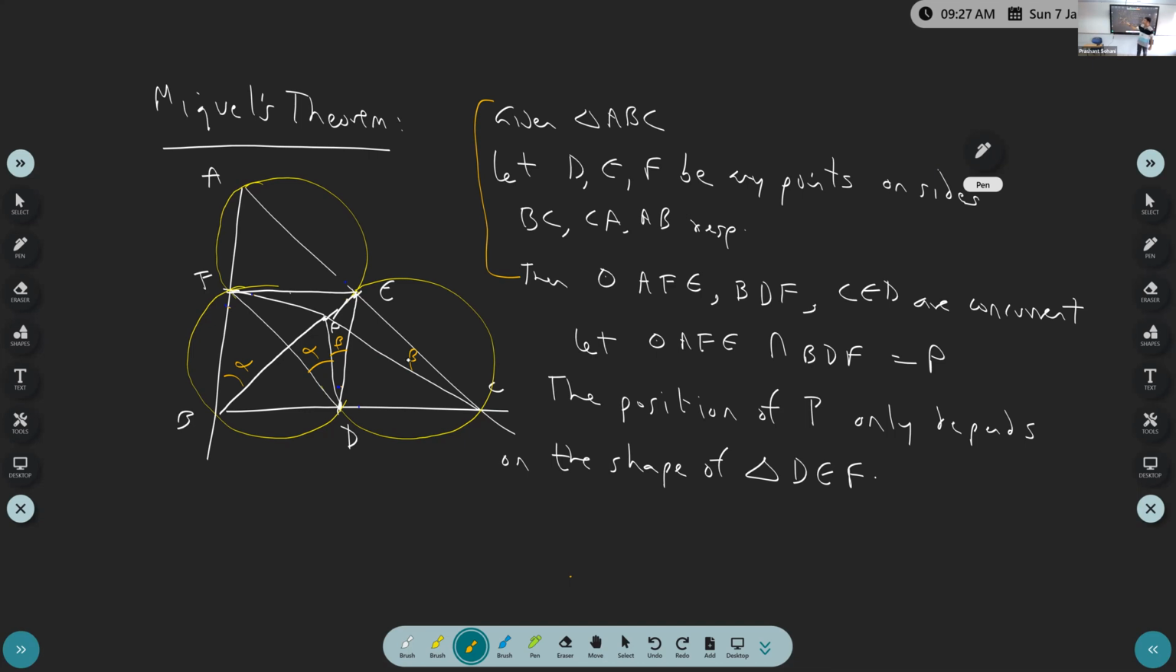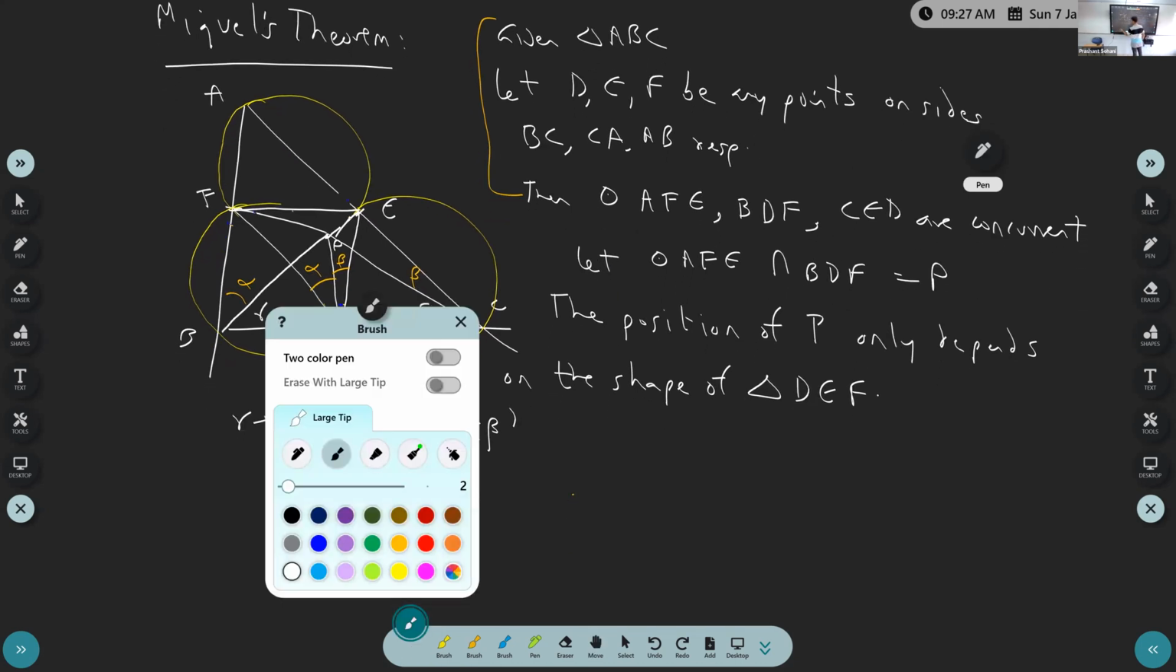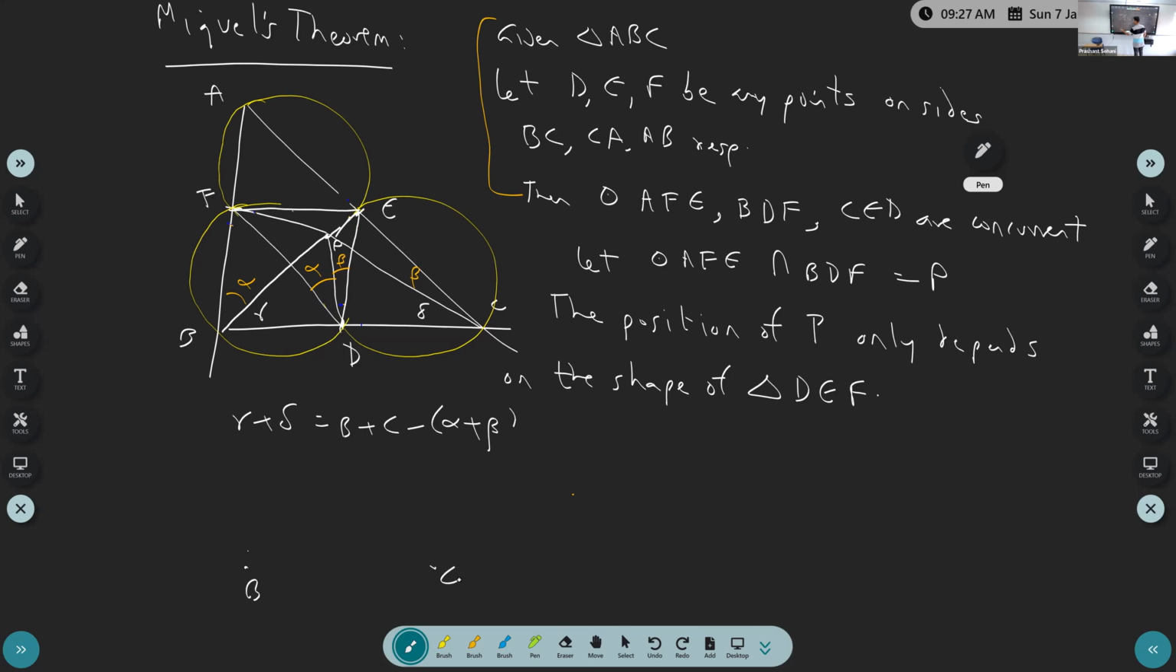If you look at the angles at points B and C, I can know the complement also. If I call these angles gamma and delta, then I can compute gamma plus delta as simply B plus C minus alpha plus beta. So that is also going to be constant. Now the simple question is, if I have any two points B and C, and I look at the locus of all the points P such that gamma plus delta is constant, what is the shape of this locus?